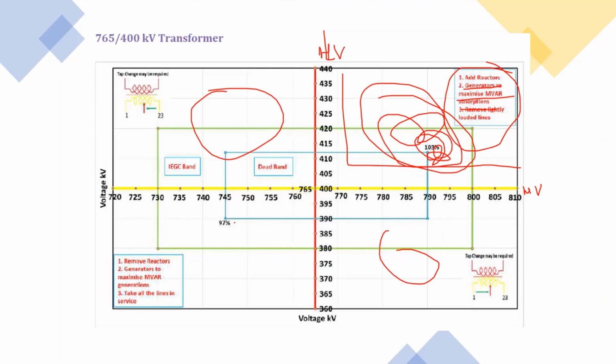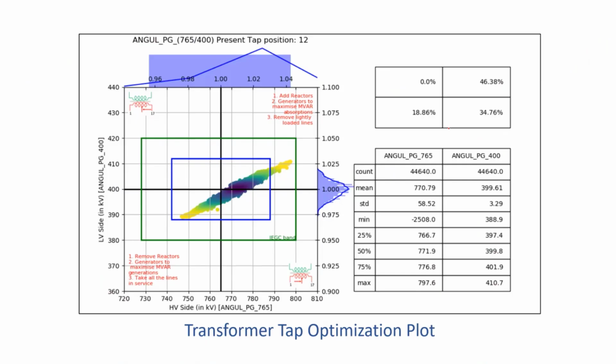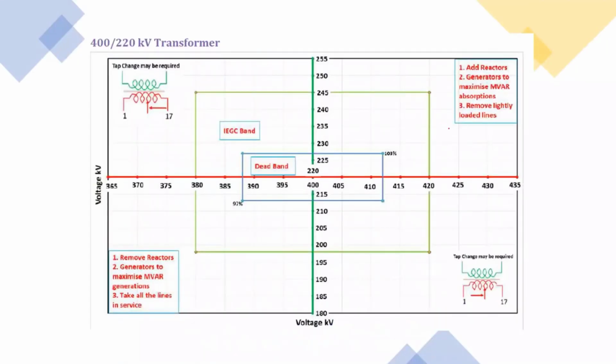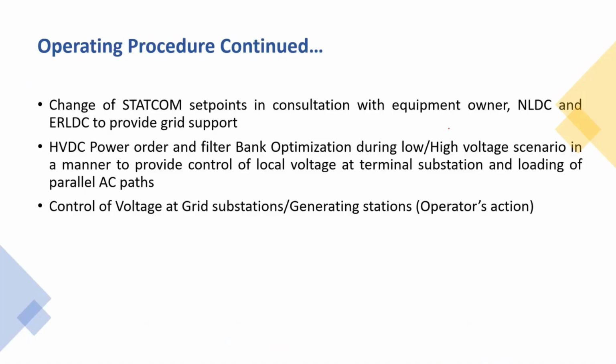If you have both voltages on the lower side, plan capacitors or remove reactors or switch off some of them. Take all the transmission lines in service. If any transmission line is out, you have to put it in service so that your voltage can further improve. Or in the other case, remove the lightly loaded transmission line. So a lot of things are there in how transformer tap changing is being done.